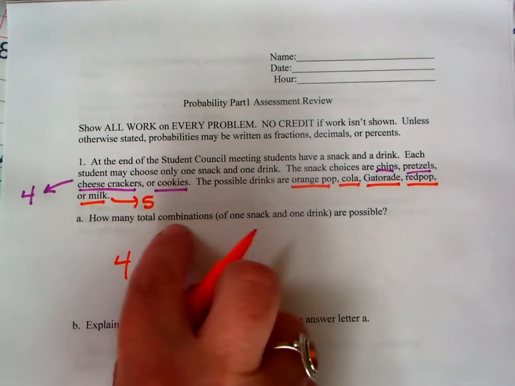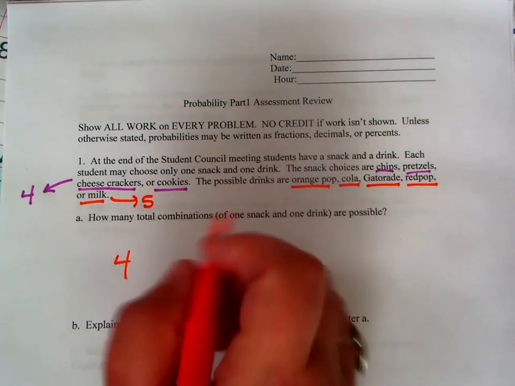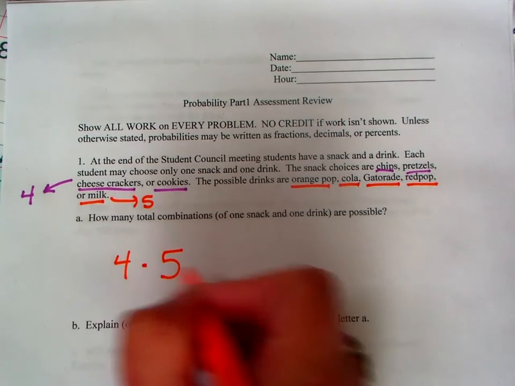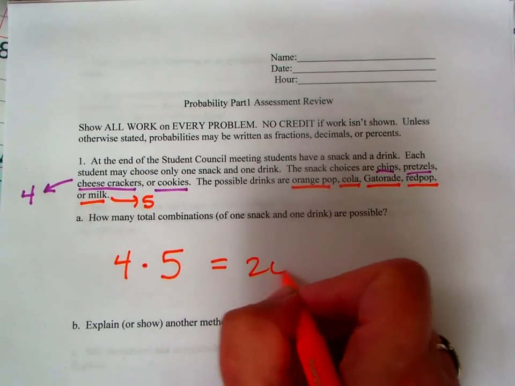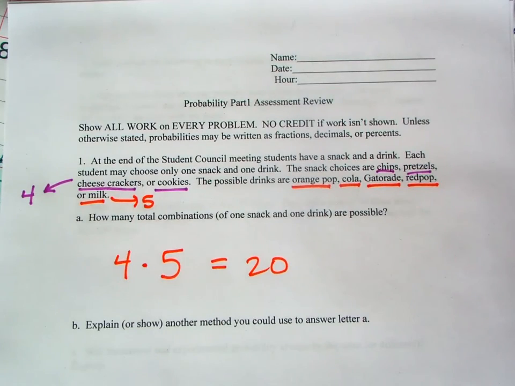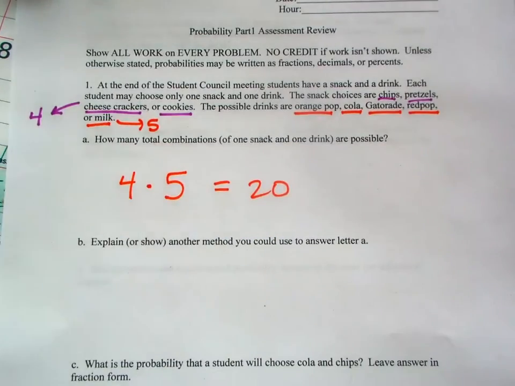So if it's how many total combinations of one snack and one drink, I am going to take what seems like the simplest way, 4 times 5, which is 20 total possibilities. Okay, now this also says show another method. Now I like tree diagrams more than writing long lists, but I will first give kind of a key for what my tree diagram is going to look like.